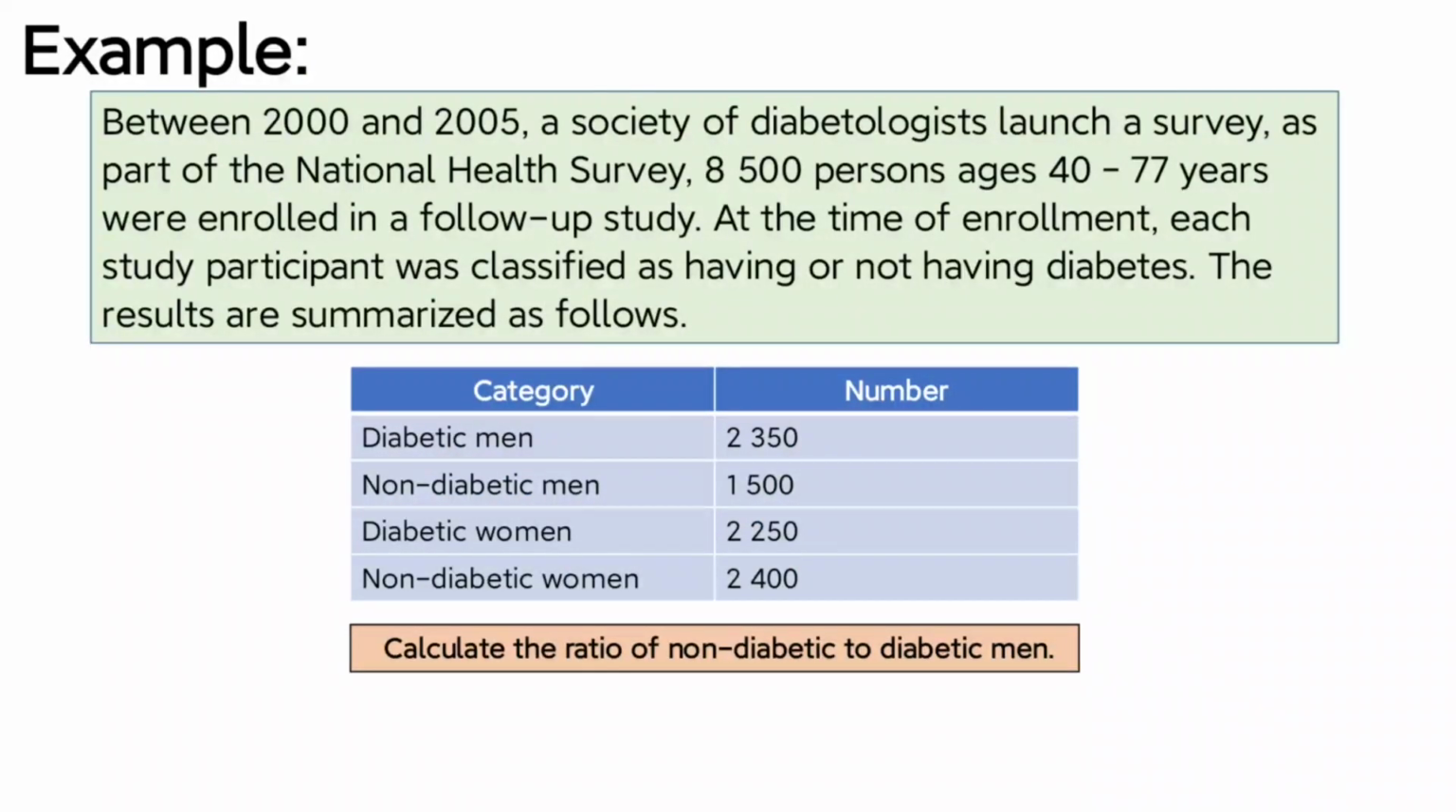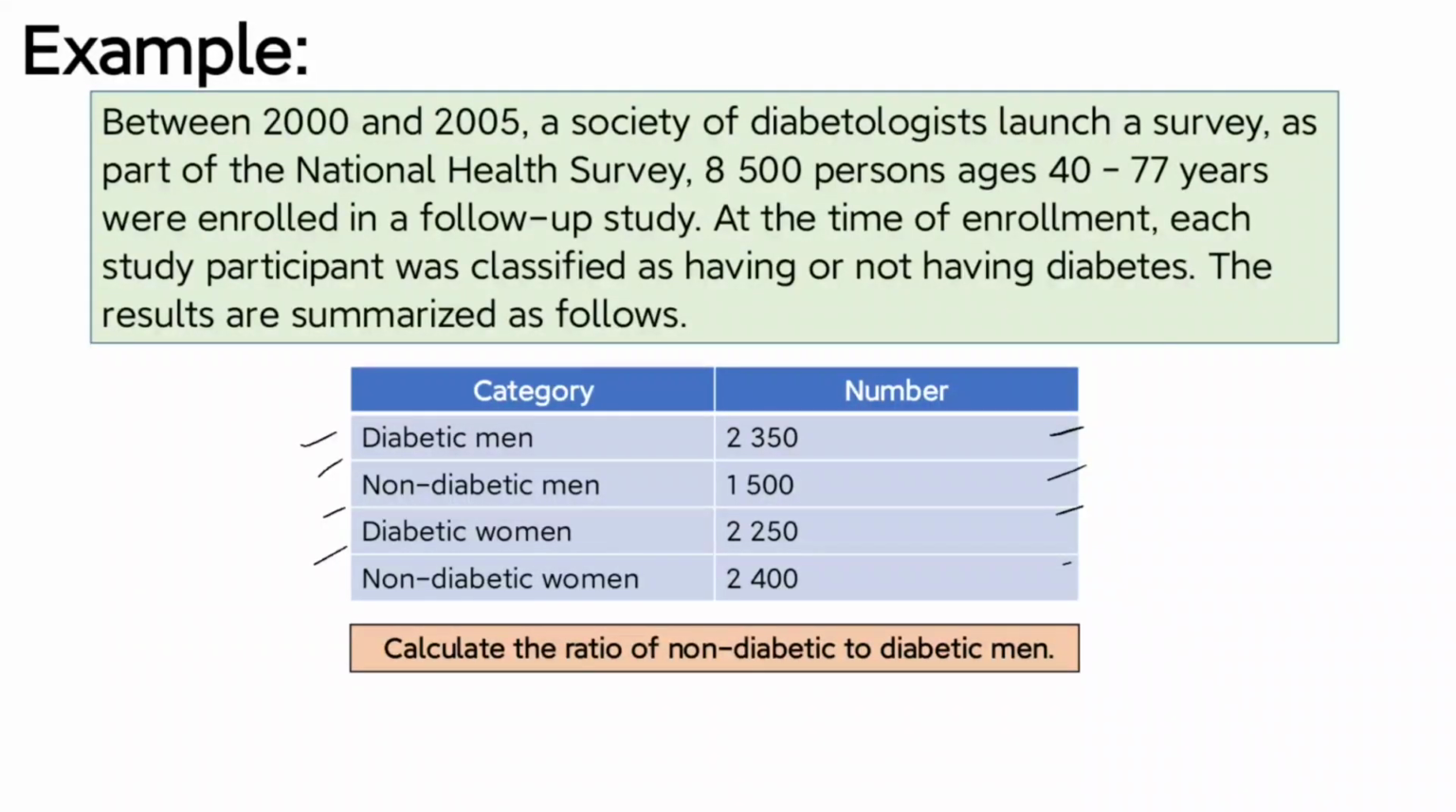The problem is, between 2000 and 2005, the Society of Diabetologists launched a survey. As a part of National Health Survey, 8,500 persons ages 40 to 77 years were enrolled in a follow-up study. At the end of enrollment, each study participant was classified as having or not having diabetes. The results are summarized as follows. Okay, so ito yung mga data natin yan. Okay, so meron tayong mga categories and then we have data for each of them.